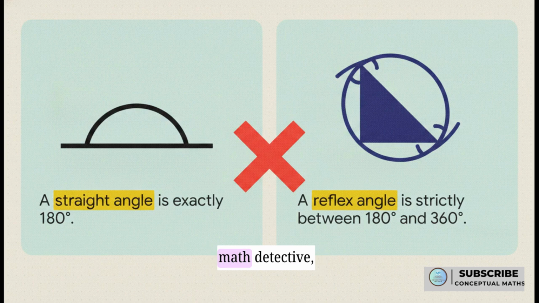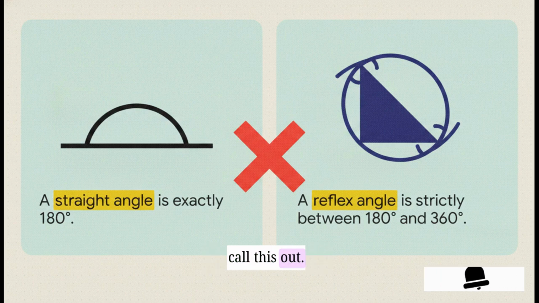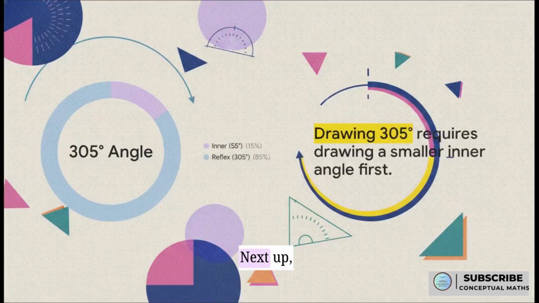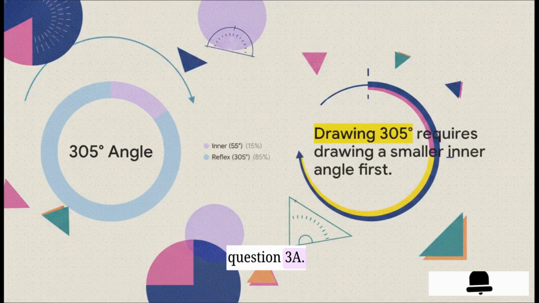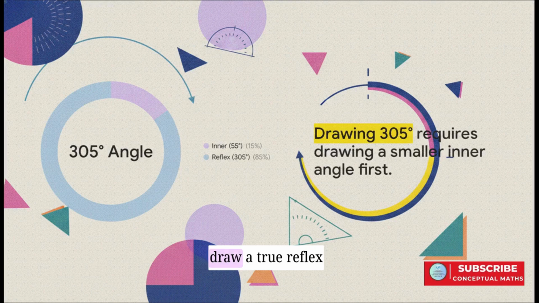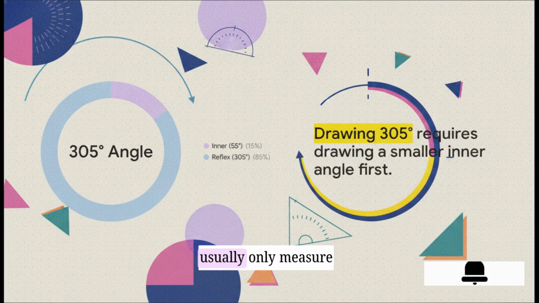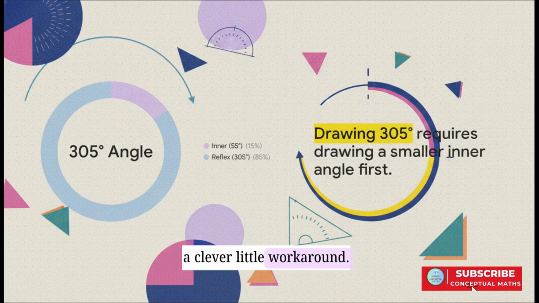So as an observant math detective, you can confidently call this out. The textbook made a printing mistake. If they truly want 180 degrees, you just draw a straight line and move on. Next up, let's look at practice question 3a. Here we're asked to draw a true reflex angle of 305 degrees. Now, because our standard protractors usually only measure up to 180 degrees, we have to use a clever little workaround.